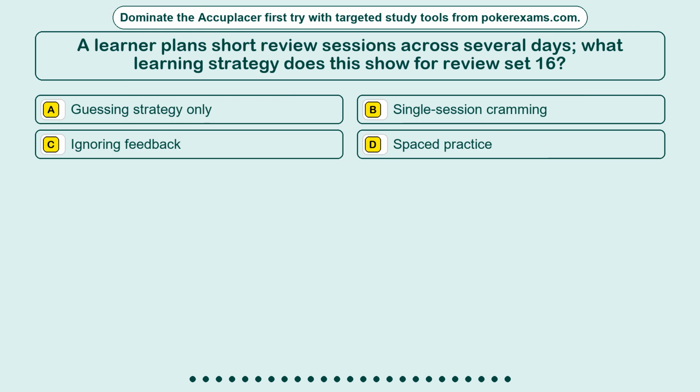Question 25. A learner plans short review sessions across several days. What learning strategy does this show for review set 16? Option A, guessing strategy only. Option B, single session cramming. Option C, ignoring feedback. Option D, spaced practice.